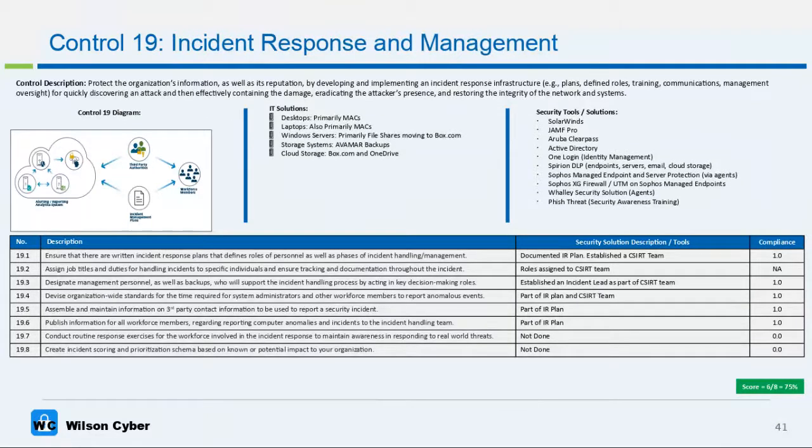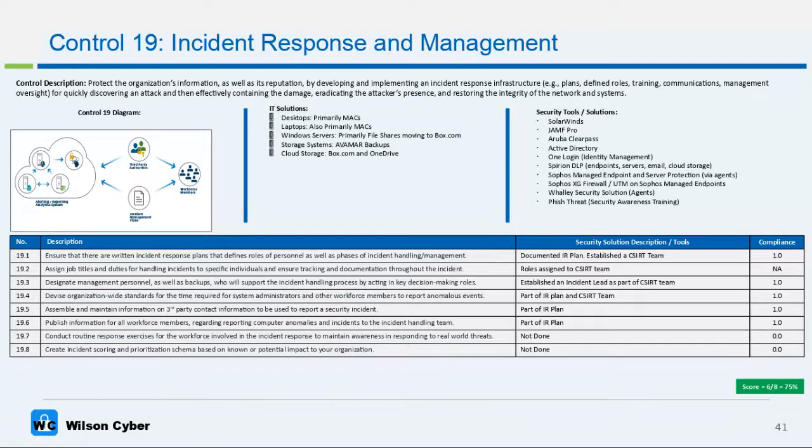Control number 19 is incident response. Protect the organization's information as well as its reputation by developing and implementing an incident response infrastructure, plans, defined roles, training, communications, and management oversight for quickly discovering an attack and then effectively containing the damage, eradicating the attacker's presence, and restoring the integrity of the network and systems. Here we have 8 subcontrols.